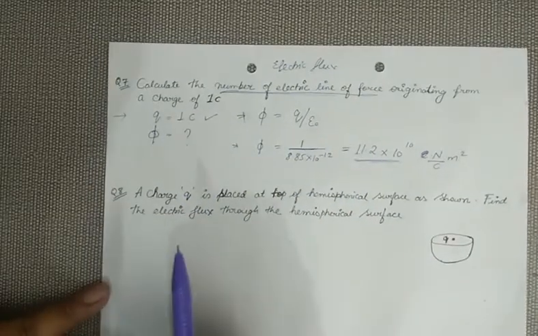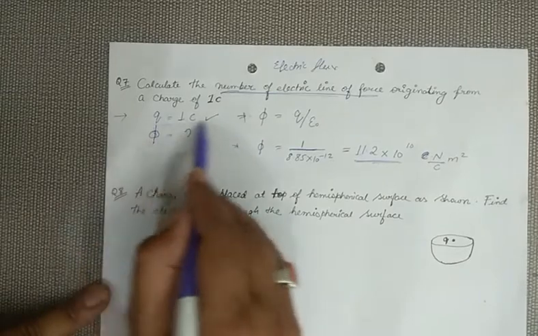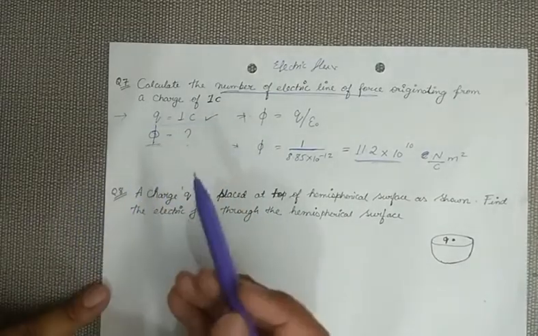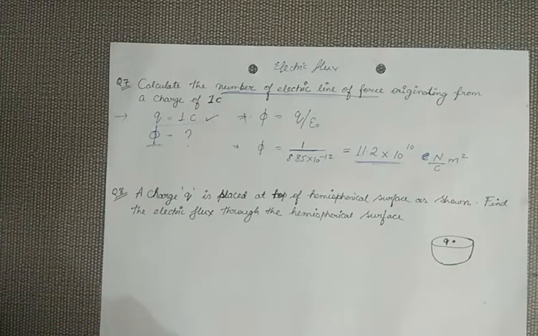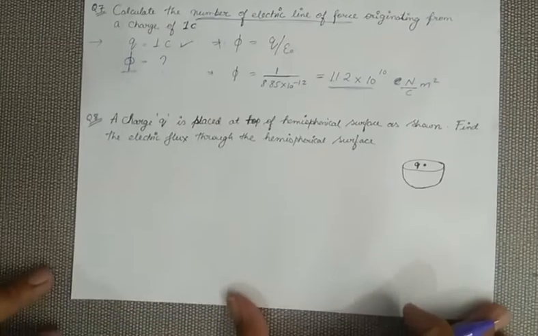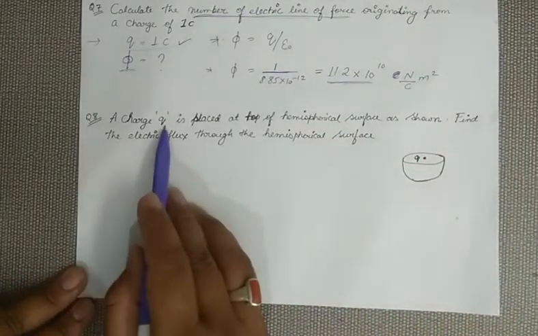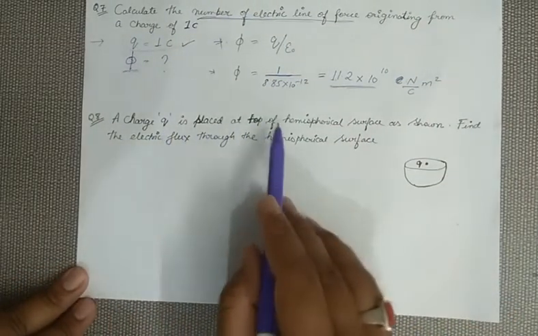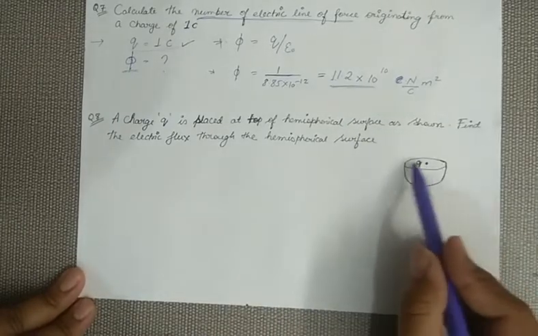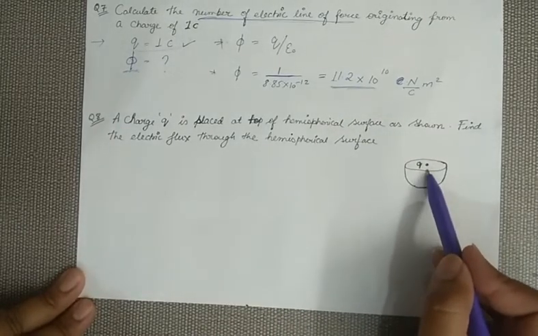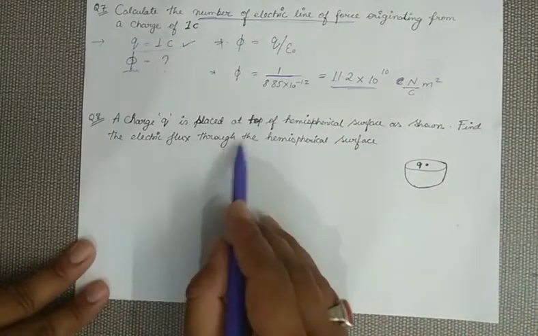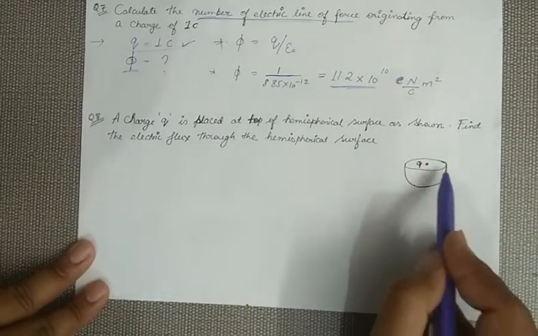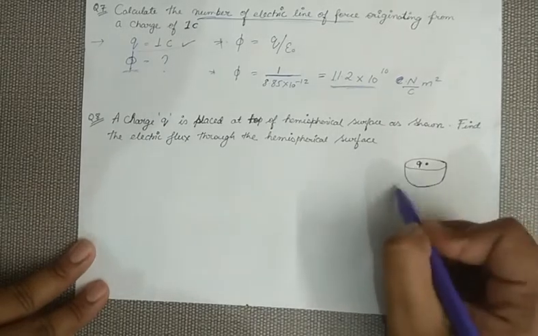Now see, many times whenever they give the charge, they ask for the flux, and sometimes flux is given and they ask for the charge. So it's a vice versa kind of question. So move to the next question. Here again a charge Q is placed at the top of the hemisphere. Now this is your hemispherical surface and the charge Q is placed at its top. They are asking for the flux passing through the hemispherical part. We have to find the flux only passing through this hemisphere.